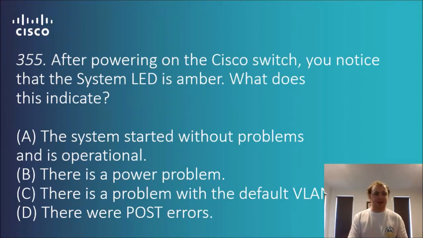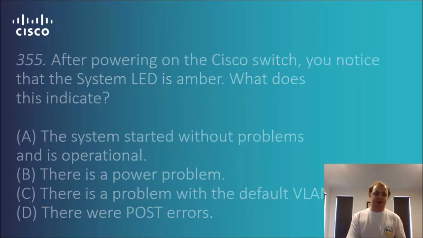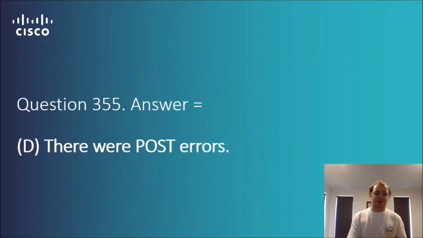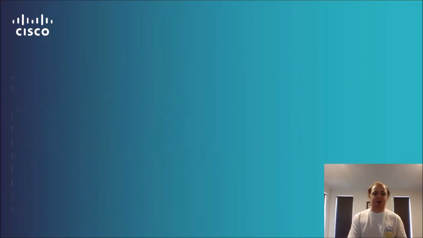355, after powering on the Cisco switch, you notice that the system LED is amber. What does this indicate? It's not good, that's for starters. The system started without problems and is operational, so it's not going to be that one. There is a power problem, that's possible. There is a problem with the default VLAN. VLANs have nothing to do with anything at the minute. And there were POST errors. So obviously there's a power issue, so there's going to be B or D. The answer for this one is D. There were POST errors. So if that's the case, you'll get an amber light on the Cisco device.